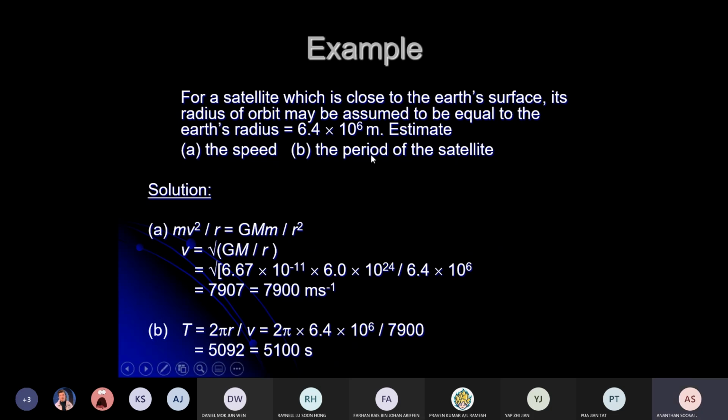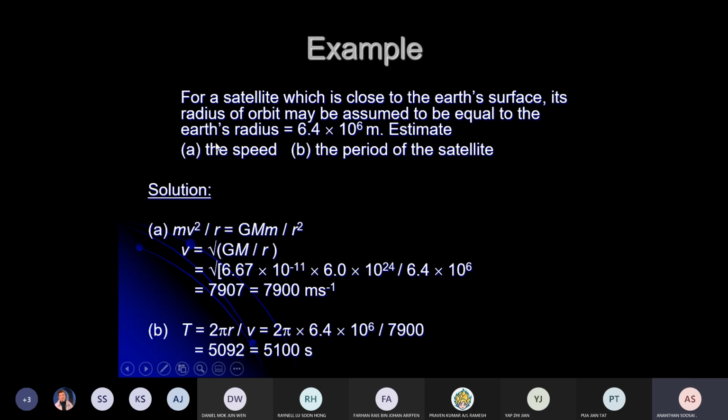For a satellite which is close to the Earth's surface, its radius of orbit may be assumed to be equal to the Earth's radius. Estimate the speed. This is for fun, because this actually never happens. You can't launch a satellite on the surface of the Earth, just above your ground. In reality it is not possible. Why not? Anybody? Because of air resistance. Air resistance is going to slow it down and you're going to fall back. Another reason is that the Earth is full of mountains, which would block the movement.